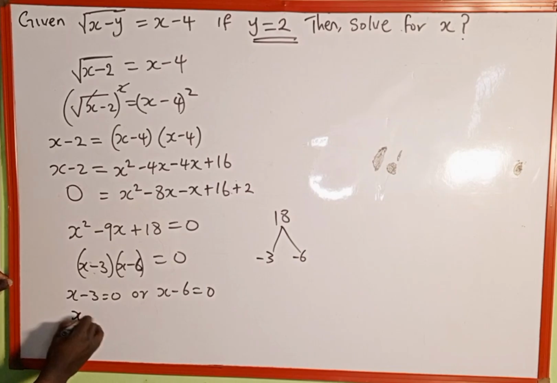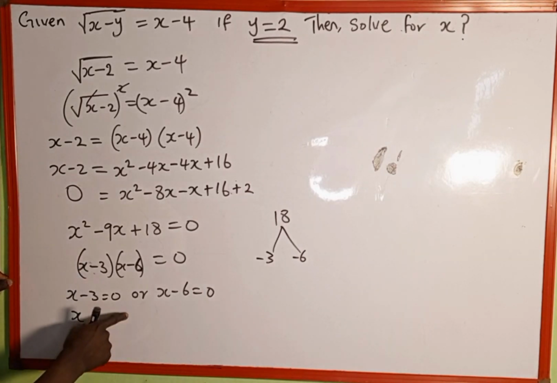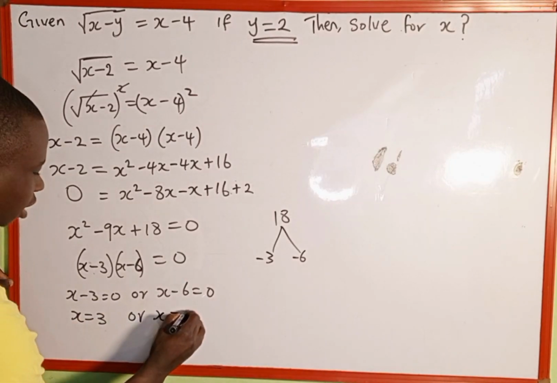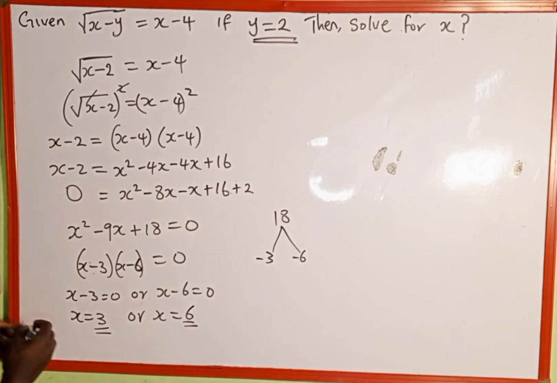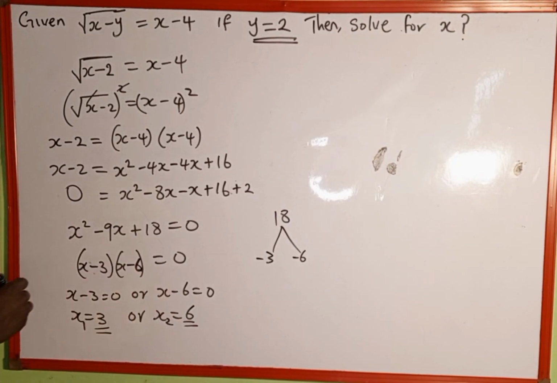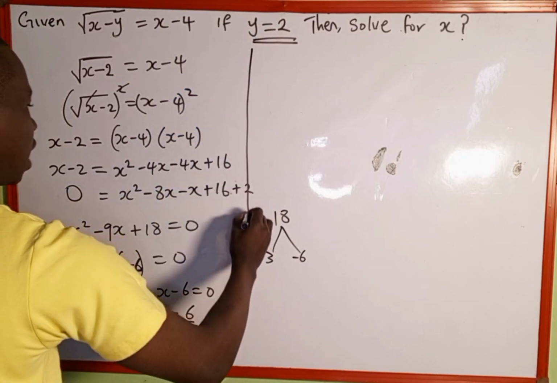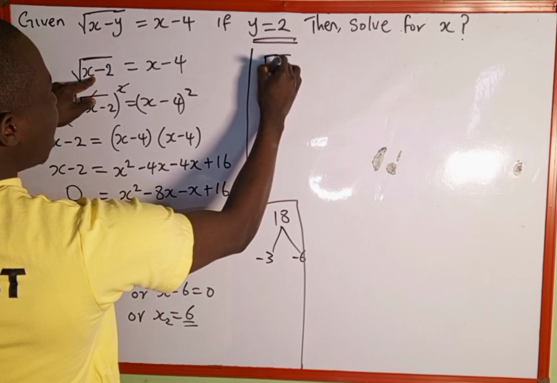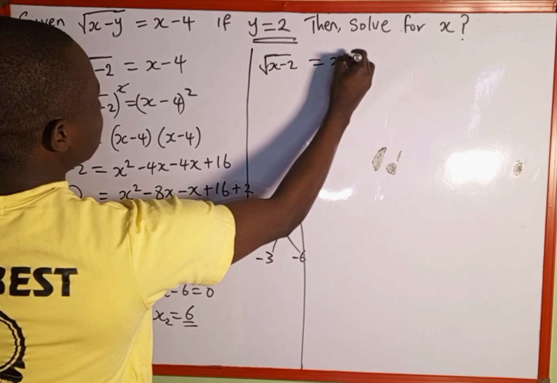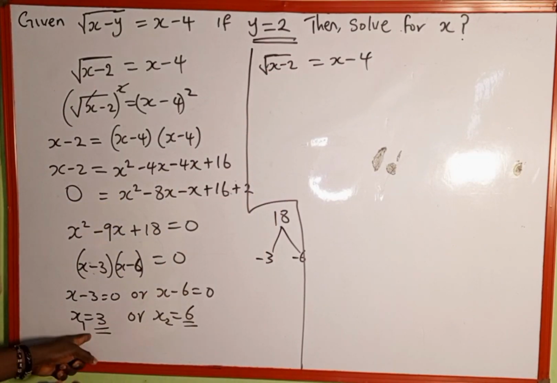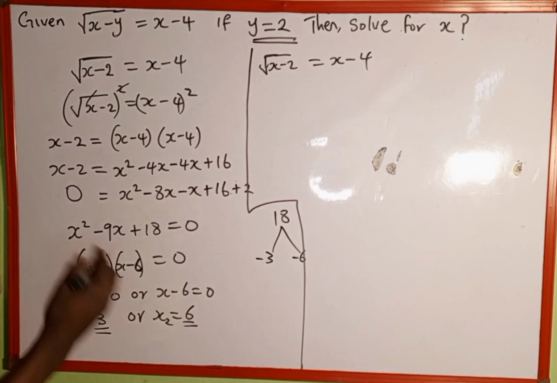To solve for the value of x here, we're going to take this negative 3 to the right hand side of this equation. It will become positive 3. Or x now will be equal to, when we take this to the right hand side, positive 6. So the value of x is positive 3 and positive 6. But we are going to check if these satisfy the given equation. From the given equation, root of x minus 2 is equal to x minus 4, as y is the same as 2. Now to check whether these two values of x satisfy this equation, we're going to plug in.